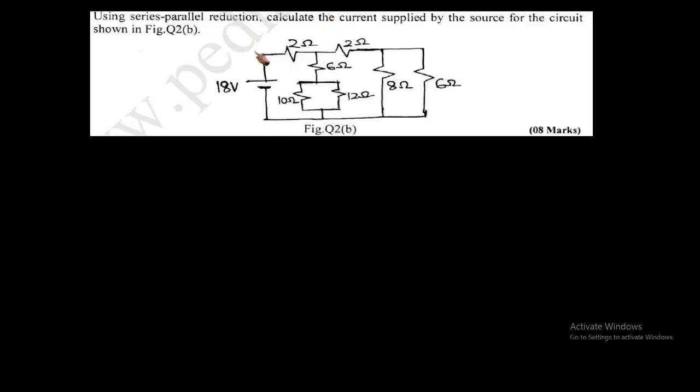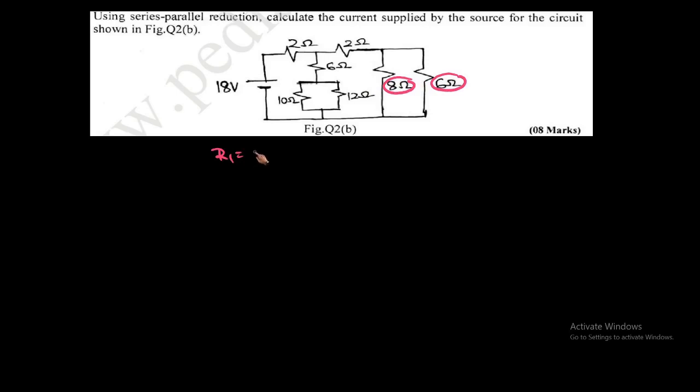See the next question. Using series parallel reduction, calculate the current supplied by the source for the circuit shown in the figure. These two are in parallel, so let us replace them first as R1, that is 8 into 6 divided by 8 plus 6, that is 48 divided by 14. The answer is 3.42 ohms. This is the R1 value.